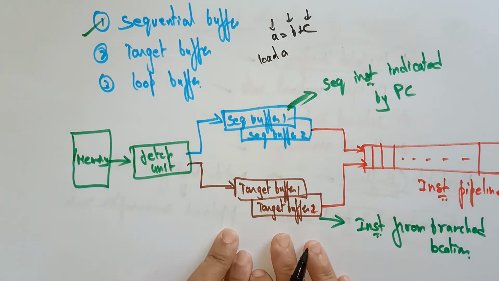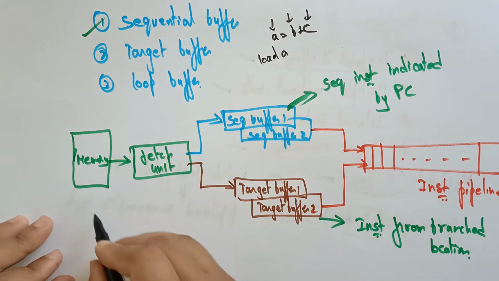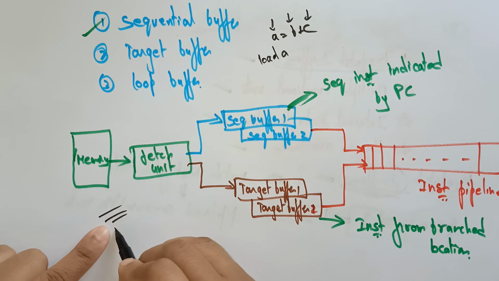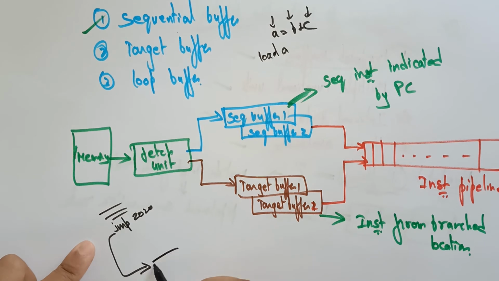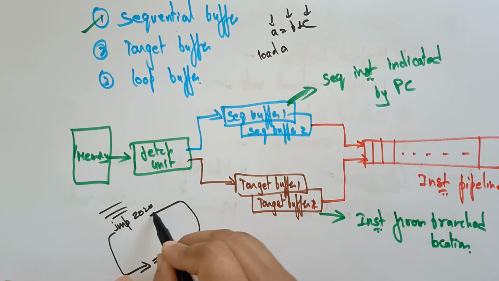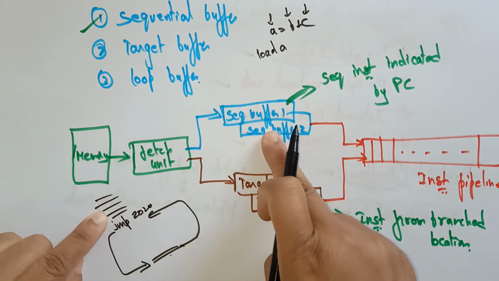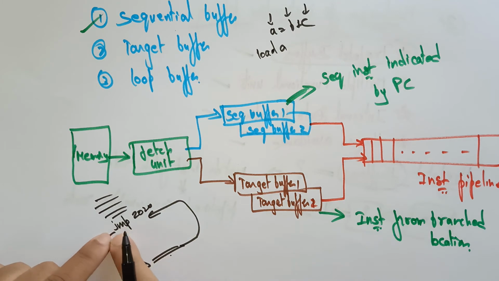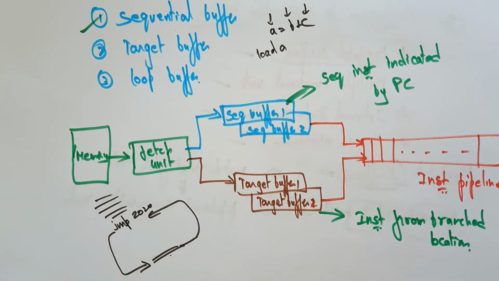And coming to the target buffer, what type of data will be stored there? Instructions from a branch target are loaded into pair buffers for out-of-sequence execution. That is just like a jump. Whenever jump instructions are there, a program is a sequence of steps, and suddenly a jump instruction appears: jump to the 2020 location. The controller goes to that particular location, and after completion, it comes back to the main program. So whatever sequence of steps are executing will be stored in the sequence buffer, and whenever a jump condition occurs, it will be stored in the target buffer. This is the main concept here.